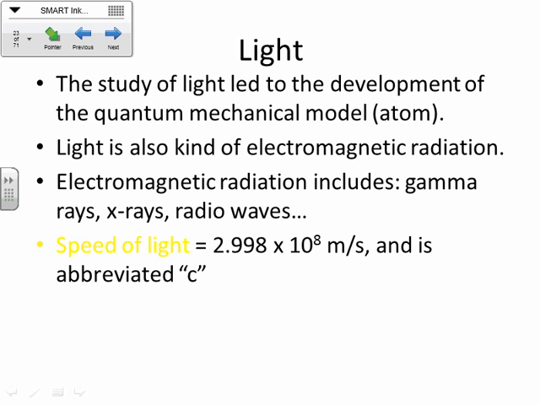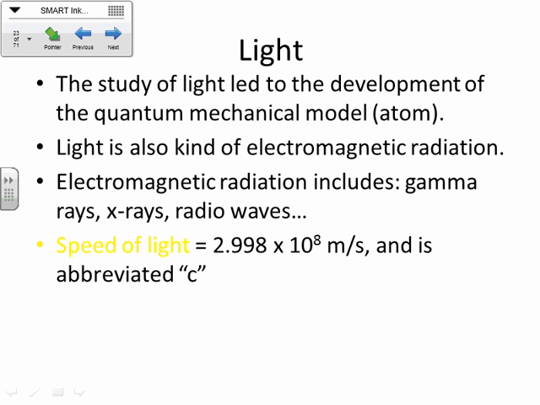That's the speed of light. Okay, so the speed of light is 2.998 times 10 to the 8th meters per second, and it is abbreviated C. It's Latin. That's why it's not S, or L, it's C. Okay?